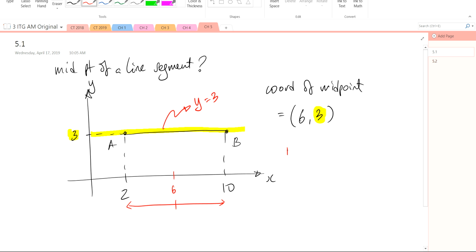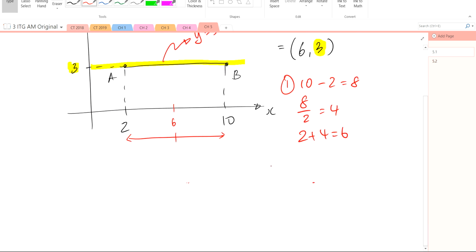Okay, so I've got one option. 10 minus 2 equals to 8, and then 8 divided by 2 equals to 4, and then 2 plus 4 equals to 6. Okay, this? That's an easier way. 10 plus 2 divided by 2. Why would that work? It looks like it works, right? Alternatively, we take 10 plus 2 divided by 2, we get 6.